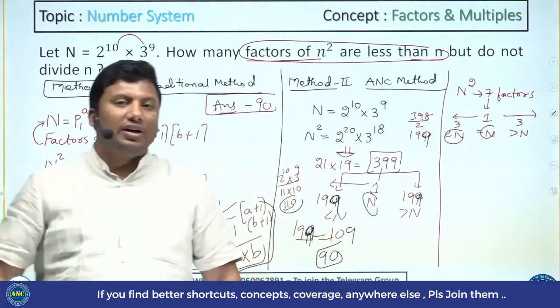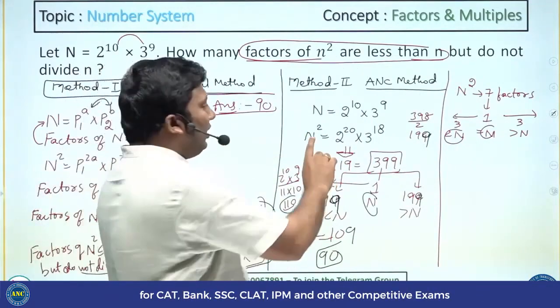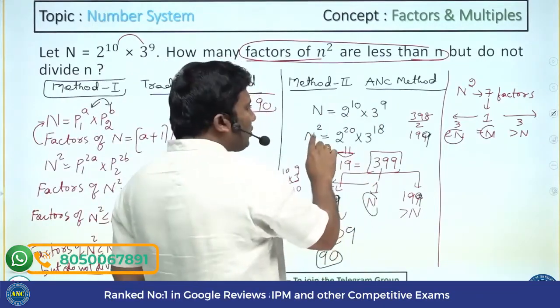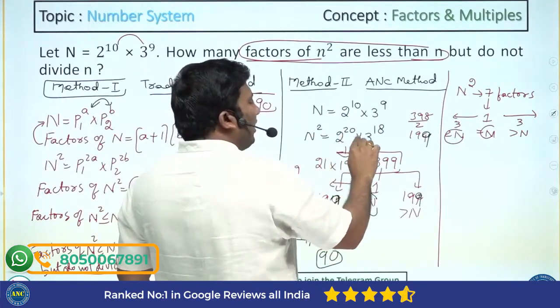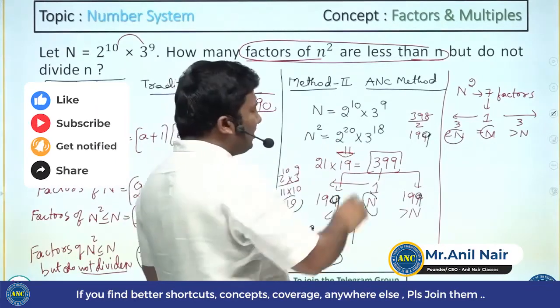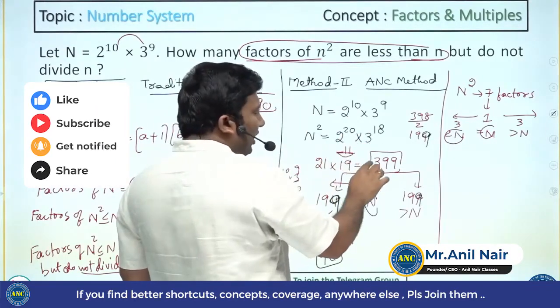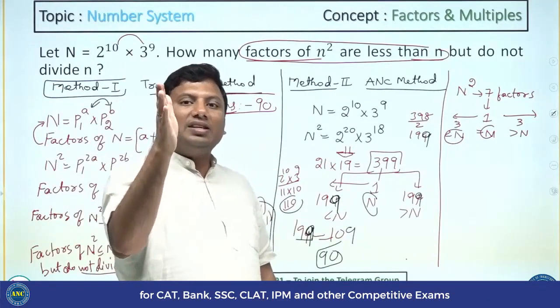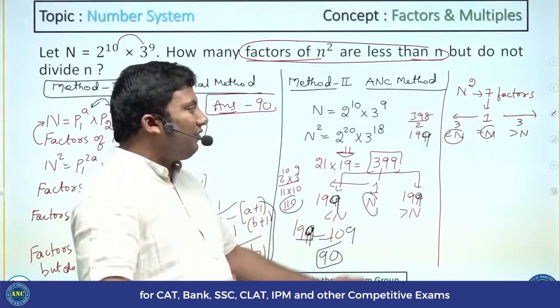Logically you can solve it. Again I am repeating it. N is 2 power 10 into 3 power 9. N square will be 2 power 20 into 3 power 18. How many factors will be there for this number? 21 into 19 is 399. 399, it is a perfect square, odd number of factors.